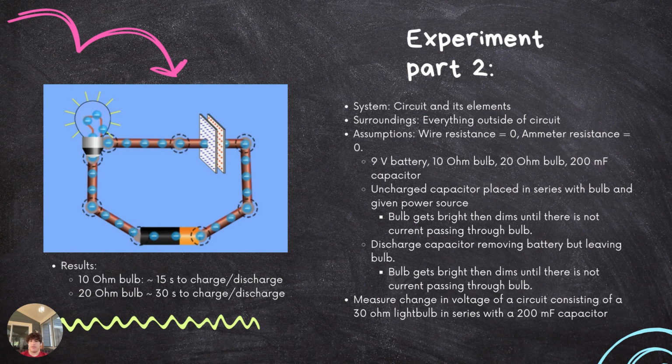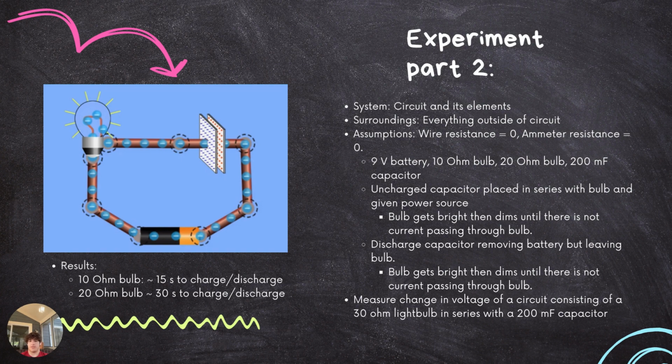I measured the time it took for the capacitor to charge with the 10 ohm bulb and the 20 ohm bulb. With the 10 ohm bulb, it took about 15 seconds to charge and discharge, and with the 20 ohm bulb, it took about 30 seconds to charge and discharge.